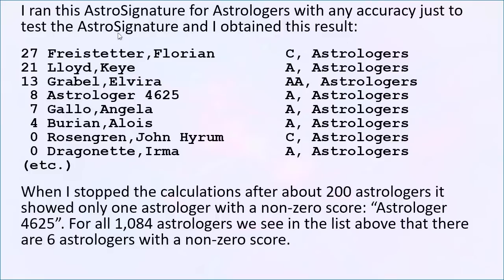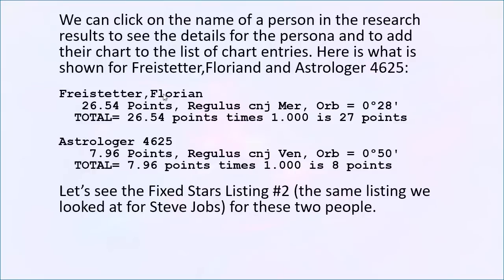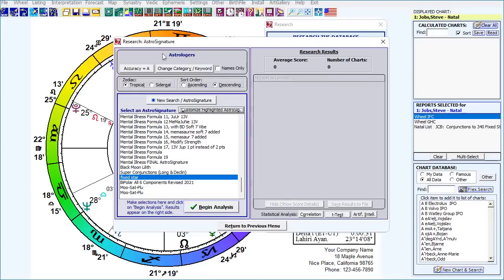And when I run it, excuse me, for all 1,084 astrologers in the database, this is the list. The first time I ran it, I stopped it after about 200, and only astrologer 4625 showed up. But if you run all 1,000, that's the list. And in the software, you can view, so when you go into the astro signature, and I select astrologers, and I click on begin analysis. So I'm in here with fixed stars selected, and I just click begin analysis.